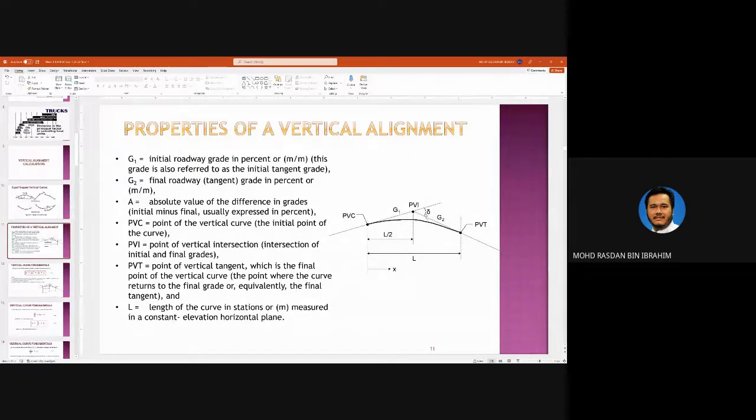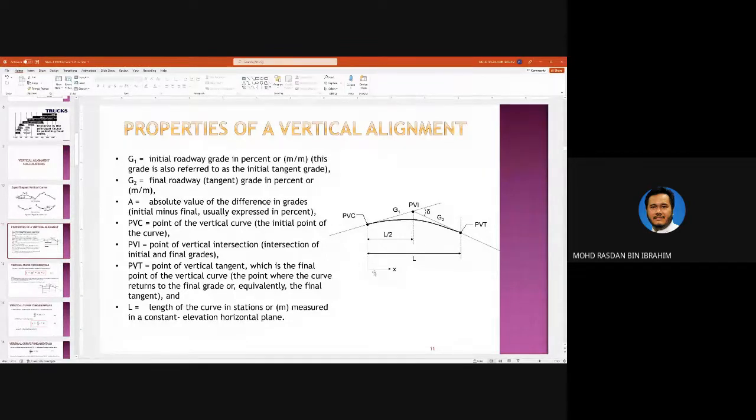Here is delta angle. This is vertical alignment. And L is the length, the straight line length between PVC and PVT. It is not the length of the curving profile here. It is a straight line between PVC and PVT. PVI will always be in the middle between PVC and PVT. Thus, the distance of PVI will always be L over 2 from PVC, and the same with PVT. Okay, PVI will always be in the middle.